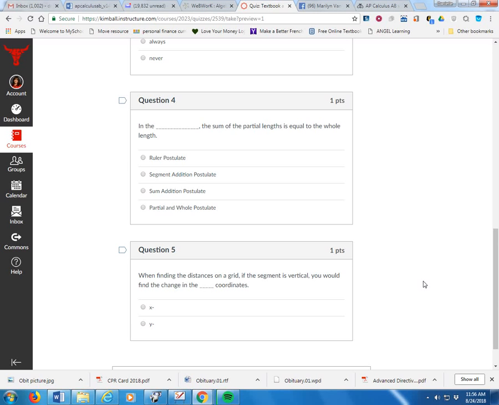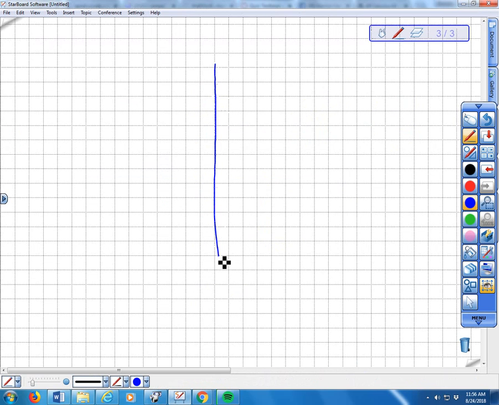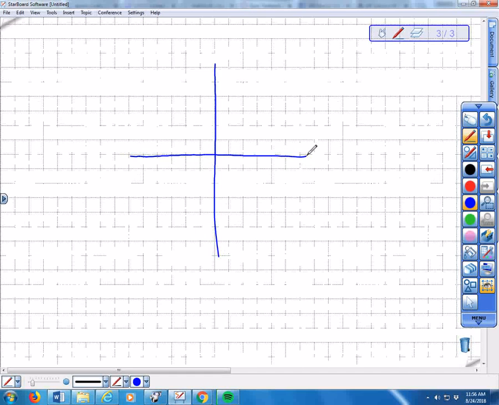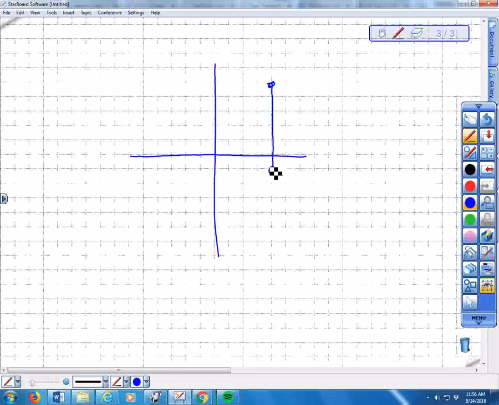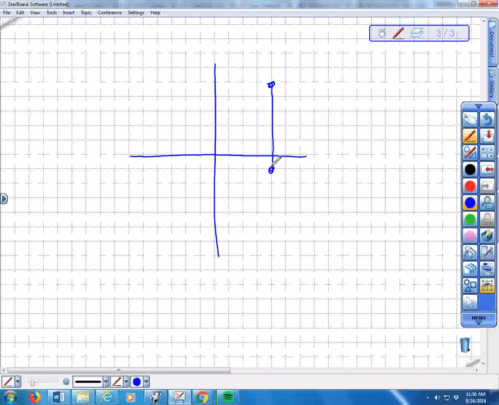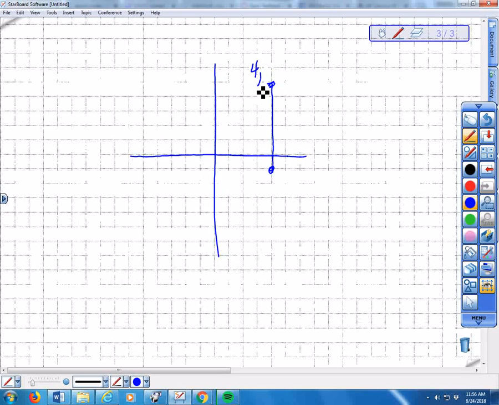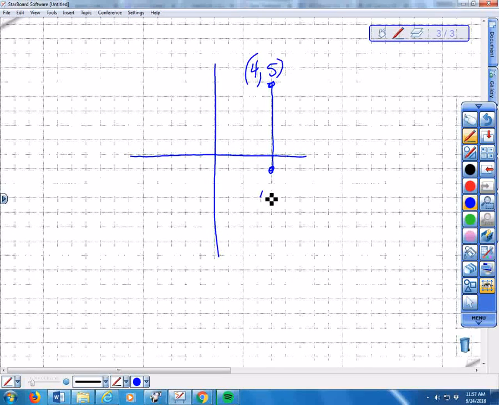Question 5, when finding the distances on a grid, if the segment is vertical, okay, let's stop right there. On a grid, if the segment is vertical, up, down, or right, left? Up, down. So if I'm trying to find the distance of this segment on a grid and it's a vertical segment, think about this. Let's just look at the coordinate. 1, 2, 3, 4. And it's 1, 2, 3, 4, 5. And then this one is 4, -1.